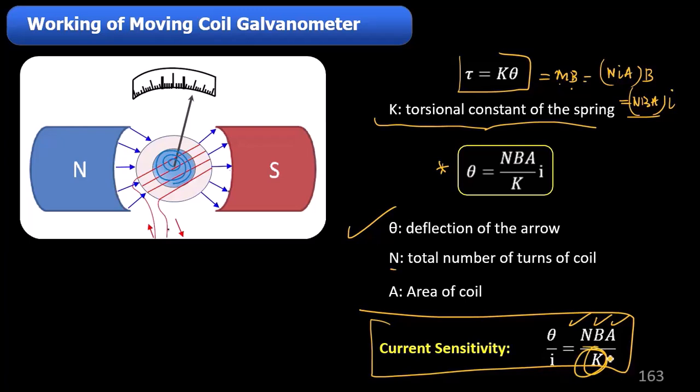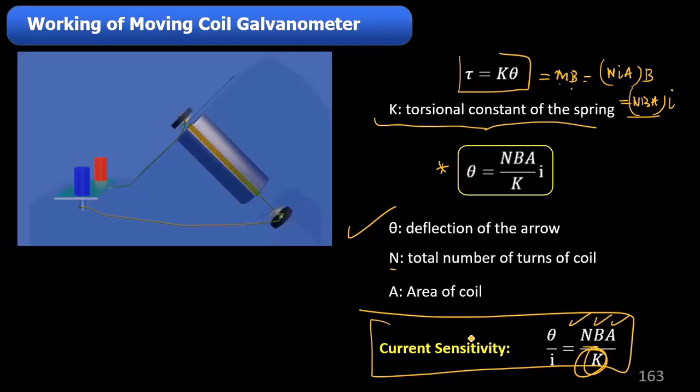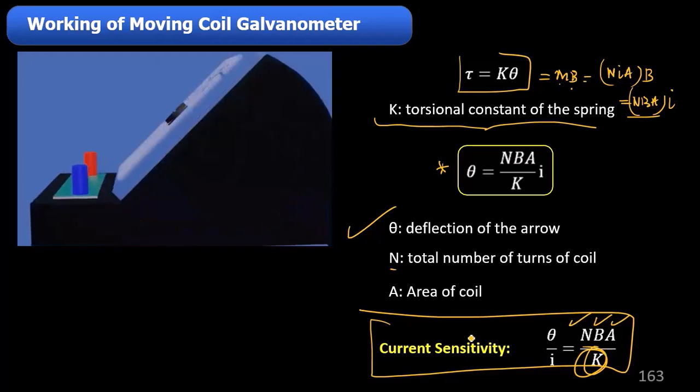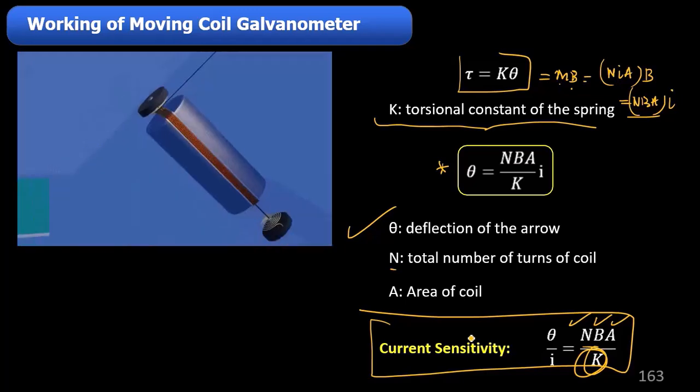With gradual use of galvanometer, the K number is going to reduce. K number টা যেই কমতে শুরু করবে, current sensitivity is going to increase. So stiffness constant of the spring is going to reduce or increase depending on the gradual use. Okay. So this is the basic idea of the working of the moving coil galvanometer.